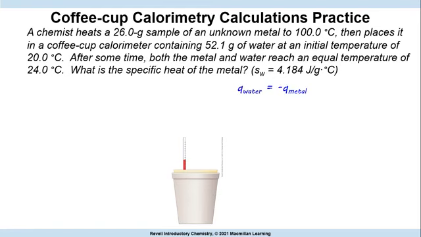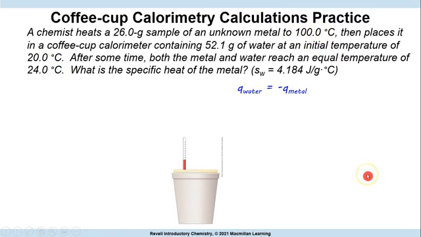So we know that Q sub water is equal to minus Q sub metal because the metal is losing heat. We are told that a chemist heats a 26.0 gram sample of an unknown metal to 100 degrees, then places it in a coffee cup calorimeter containing 52.1 grams of water at an initial temperature of 20 degrees Celsius. So the initial temperature of water is 20 degrees Celsius and that of the metal is 100 degrees Celsius. So you are putting that metal into water.